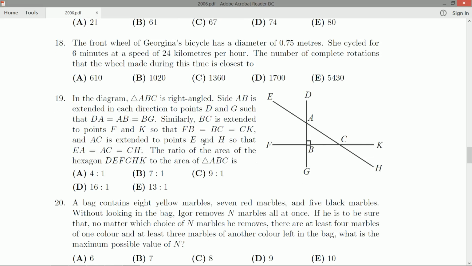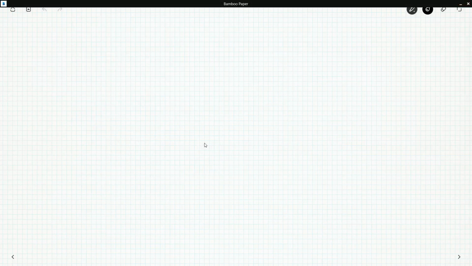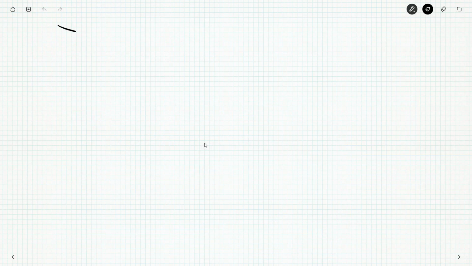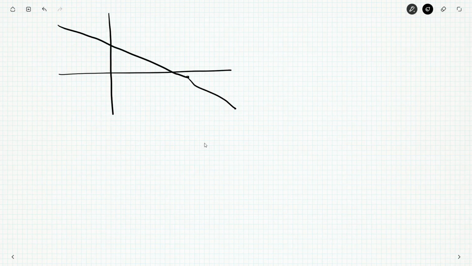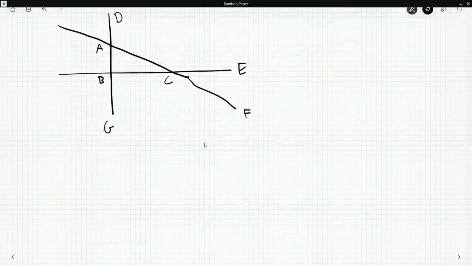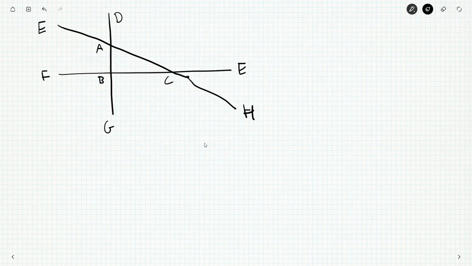All right, let's copy the picture down. So D, G is A, B, C. I'm going to guess E and F, but maybe I'm wrong. I was. E and F went the other way. E, F, G, H, and then for some reason K, but not I.